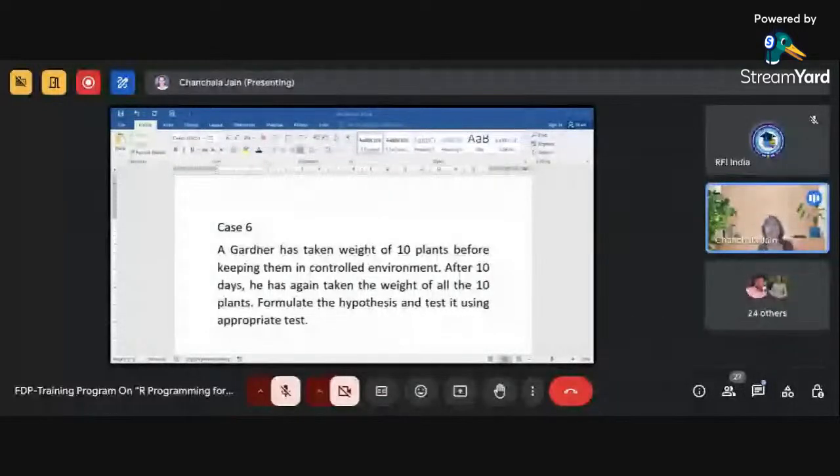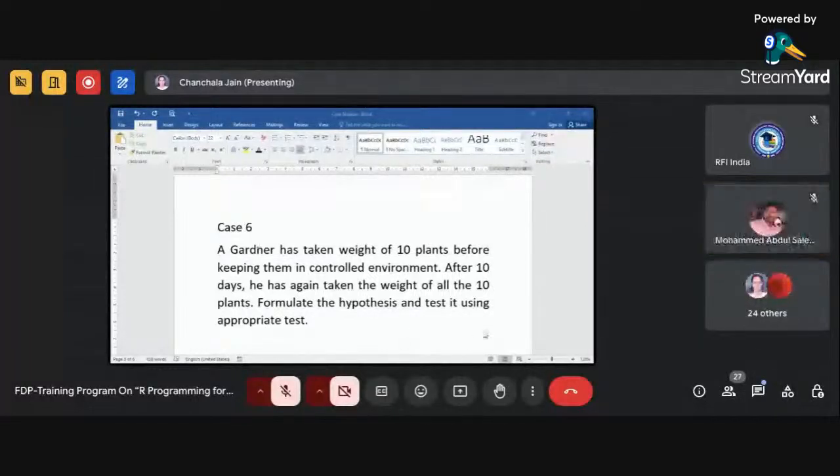Maybe I am keeping the plants in a controlled environment, meaning I'm watering them properly, I'm keeping them in sunshine or something like that. Then I want to measure what changes come in their weights. So that way, a prior and after case is there. So it is a case of dependent samples or paired samples treatment. Abdul sir, now it is clear? Yes, madam. Thank you. Yes. Now we are proceeding with the next situation.